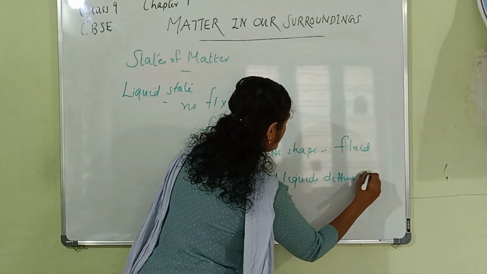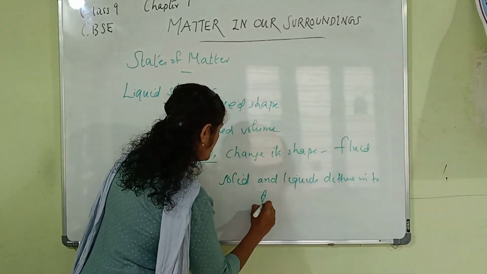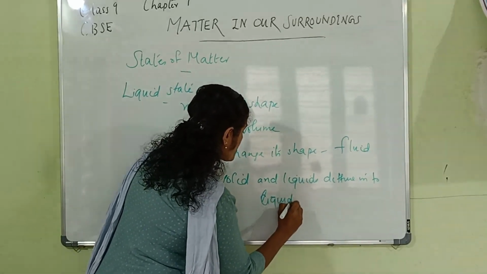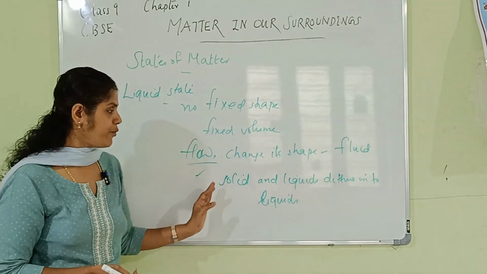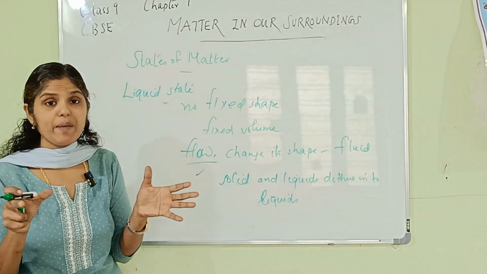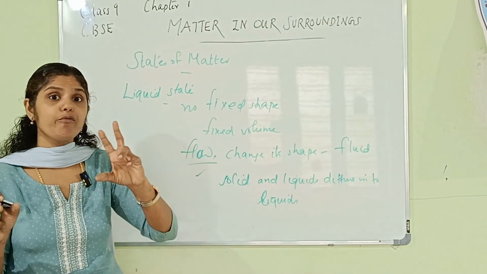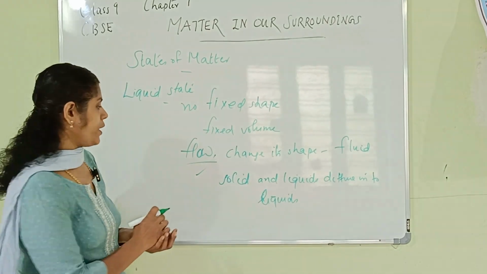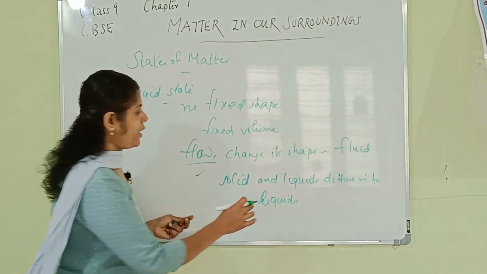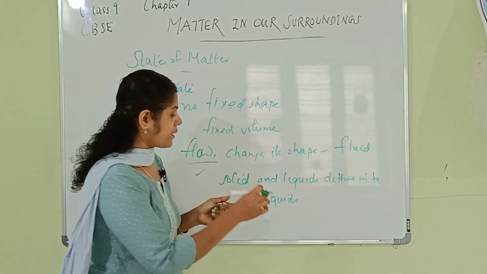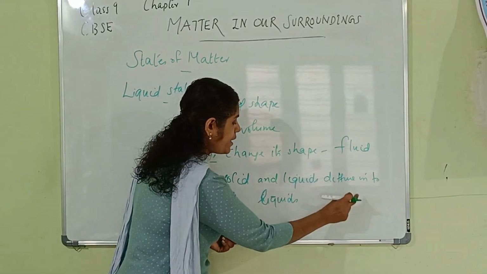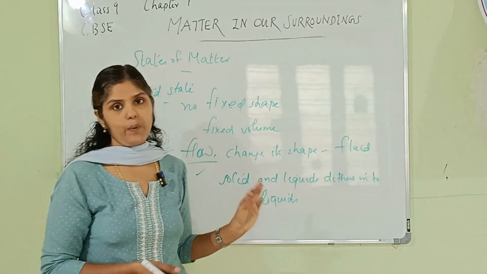Understood? So liquids can diffuse solids as well as liquids. Diffusion is a property, meaning the intermixing of particles of matter of two different types. Here solid is matter, liquid is also matter, so the particles of this matter intermix. That means solids and liquids can diffuse into liquids.